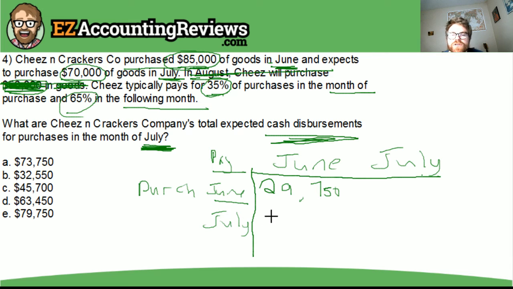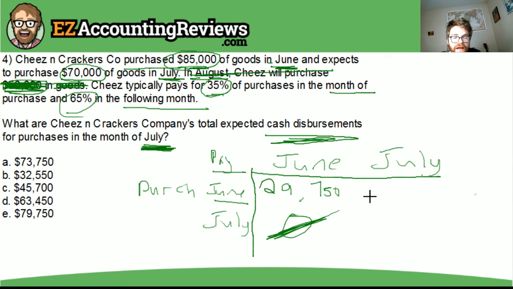So for July's purchases, do you pay anything out in June? That doesn't make any sense, right? You purchased it in July. Why would you pay it out in the month prior? That doesn't even make sense. If you can travel in time, maybe. But that doesn't make sense here. So get that out.